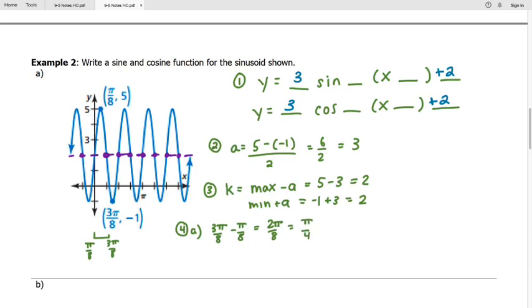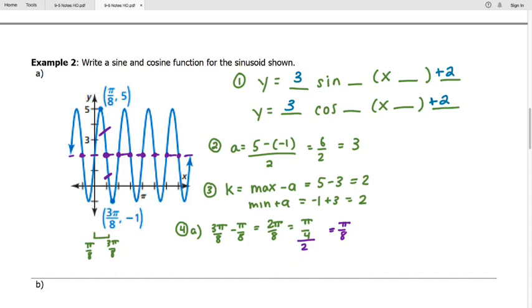Okay, next, how many sub-intervals are between that max and the min? Well, the sub-intervals are the intervals between key points. So there's 1, there's 2. Remember, there's this key point at the sinusoidal axis. There are 2 sub-intervals between pi over 8 and 3 pi over 8. So we're going to divide that interval by 2 in order to get the subinterval length. So the subinterval length here is pi over 8.